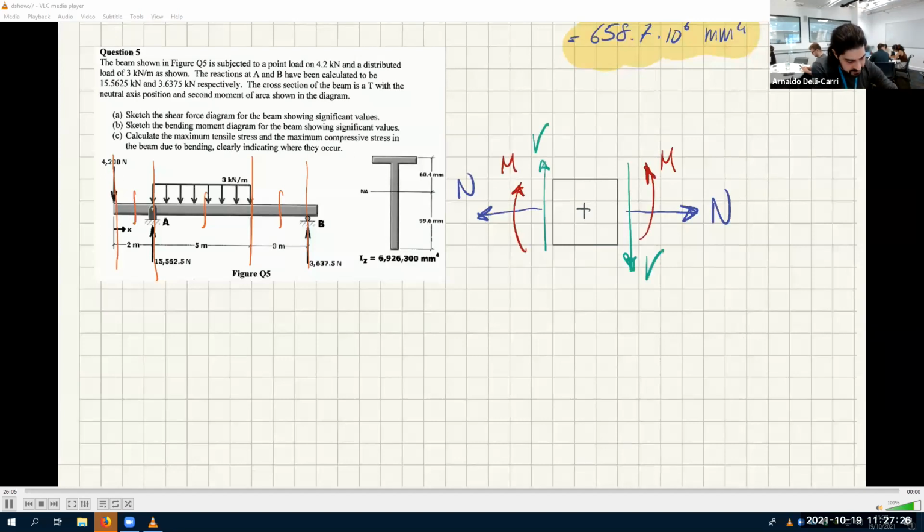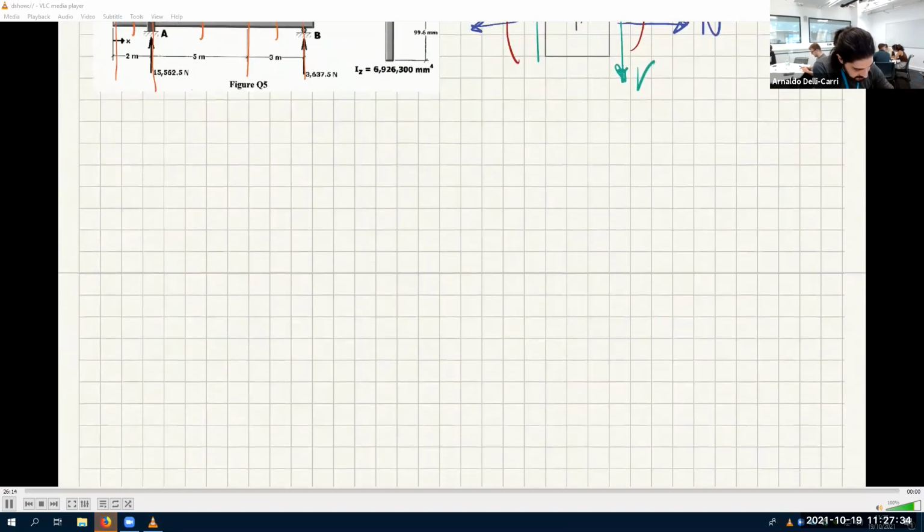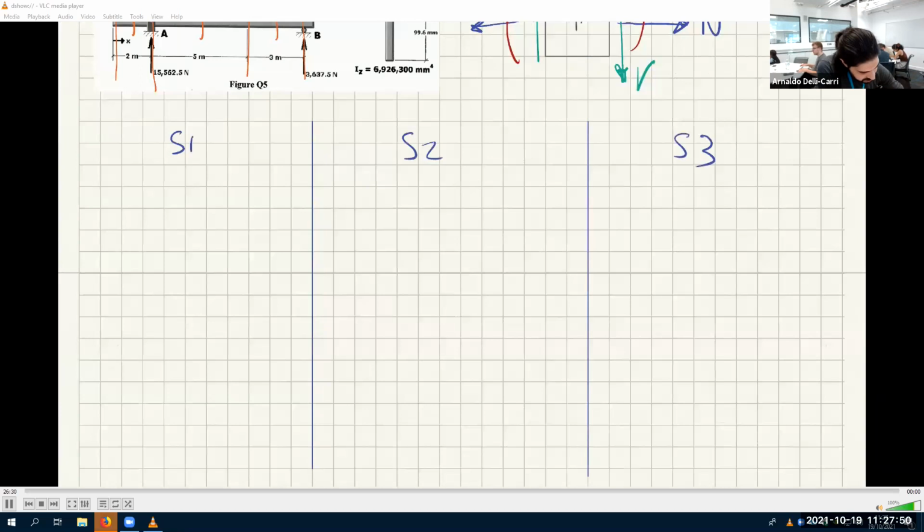So I'll start with segment 1. Let's see if I can do this properly by splitting this page into three sections, since we need 3 segments. This is segment 1, this is segment 2, this is segment 3. Segment 1, x goes from 0 to 2 meters. Segment 2, x goes from 2 meters to 7 meters. Segment 3, x goes from 7 meters to 10 meters. This is the proper way of doing it.